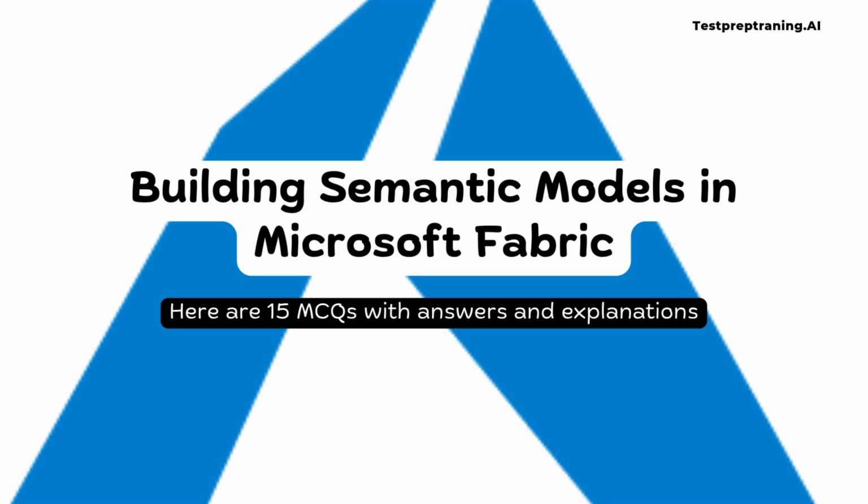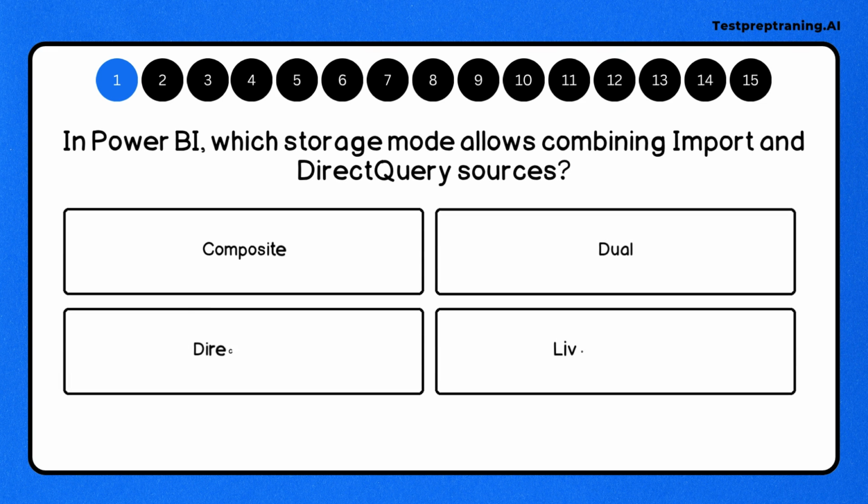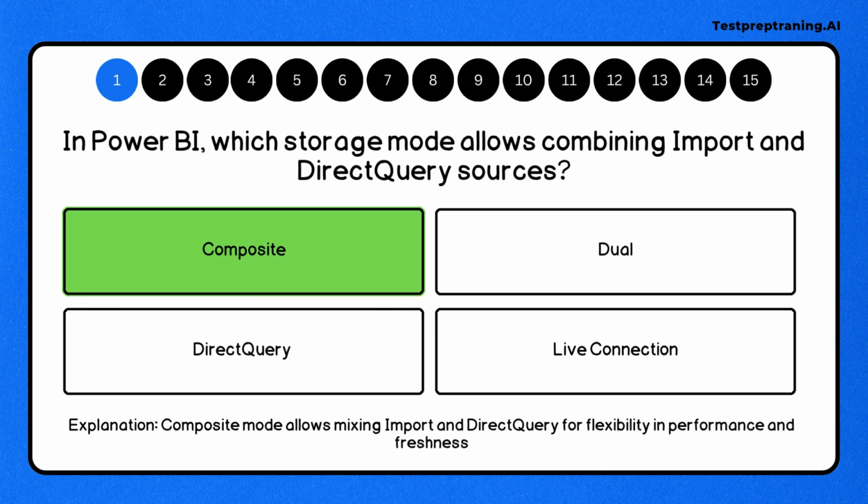Here are 15 MCQs with answers and explanations on building semantic models in Microsoft Fabric. Question 1. In Power BI, which storage mode allows combining import and direct query sources? Correct answer is composite, as composite mode allows mixing import and direct query for flexibility in performance and freshness.